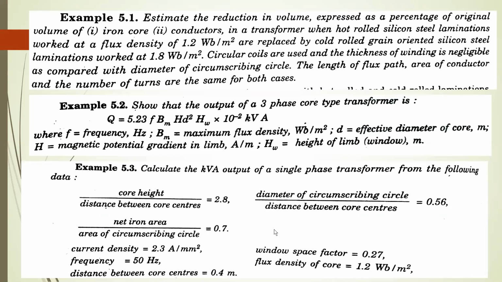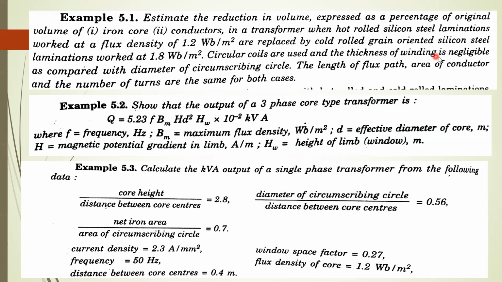And you should remember in this question that it is given that the circular coils are used. So circular coils must have diameters. Even if you are using the hot rolled silicon steel lamination, they have circular coils, so there will be diameter for that. And for the cold rolled grain oriented silicon steel also, there will be circular coils, so there will be diameter for that.